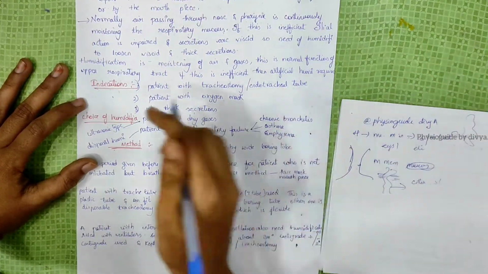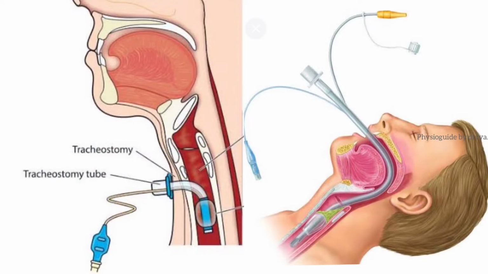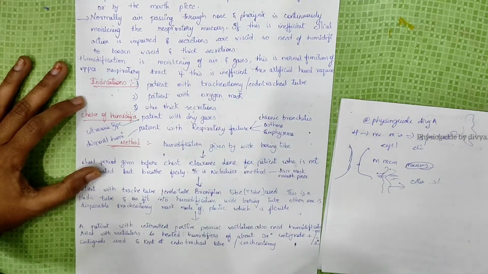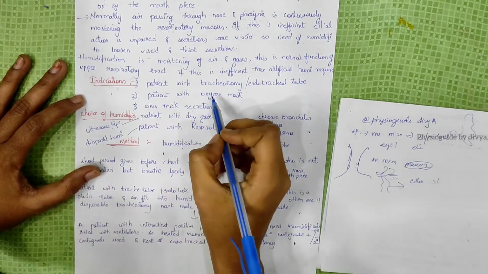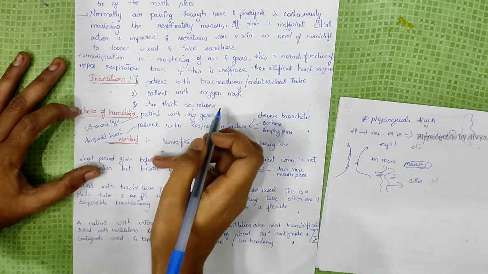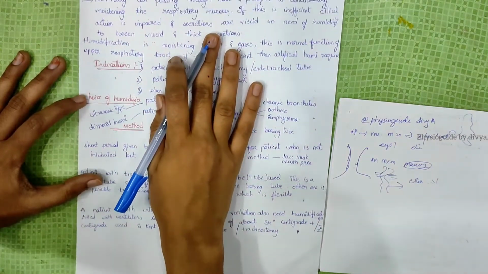I'll show the pictures. The first one is a tracheostomy, where the tube is inserted through the neck. The second is an endotracheal tube, where the tube is inserted through the mouth. And for patients with an oxygen mask, we will apply humidification. When thick secretions are present, we will also give it.